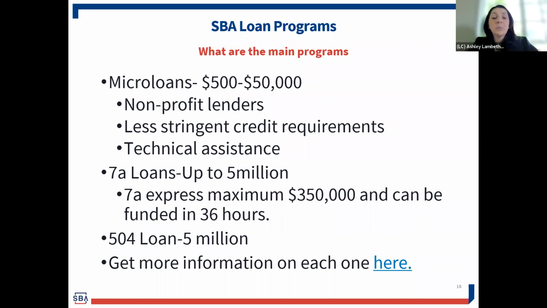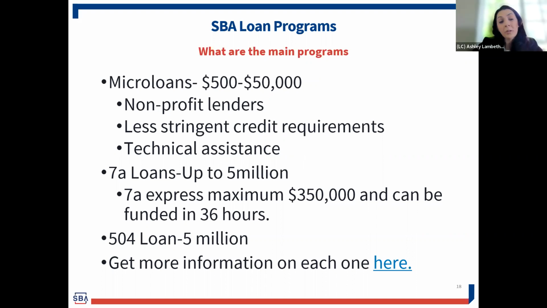For 7A Express loans, these are going to be administered by what we call our preferred lender program. Essentially, these are lenders that have been doing SBA guaranteed loans for a really long time. We trust that they will make the correct decision. And so it doesn't have to go from you to the lender to the SBA back to the lender. Instead, they can decision it right then and there, which is why it goes so much faster.